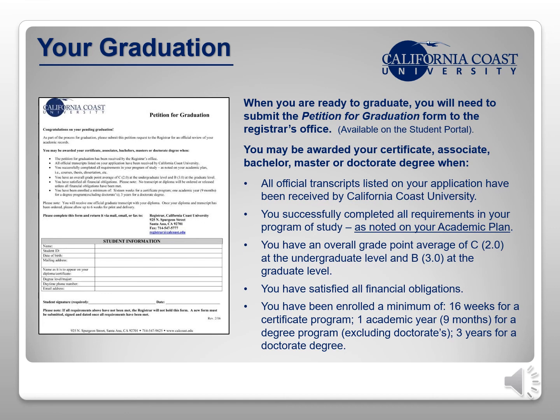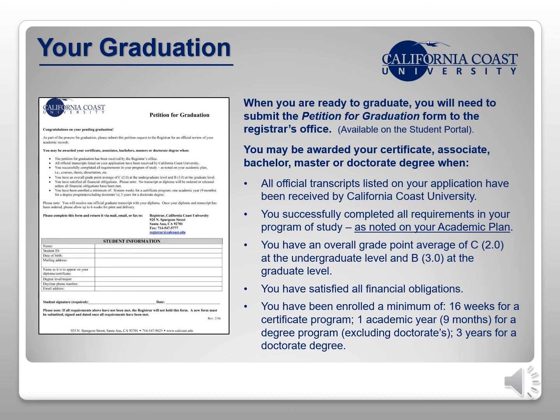Your graduation. When you are ready to graduate, you will need to submit the petition for graduation form to the registrar's office, available on the student portal. You may be awarded your certificate, associate, bachelor, master, or doctorate degree when all official transcripts listed on your application have been received by California Coast University.